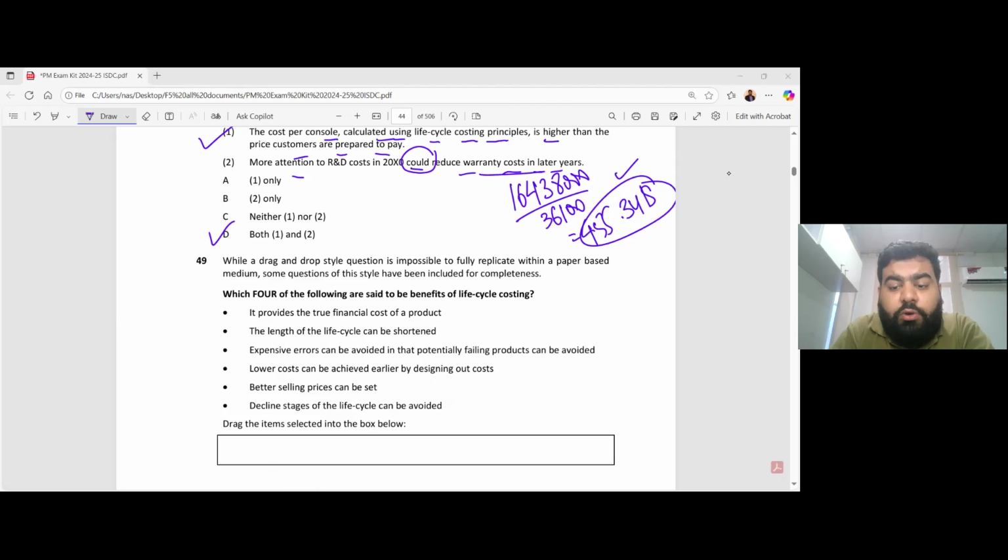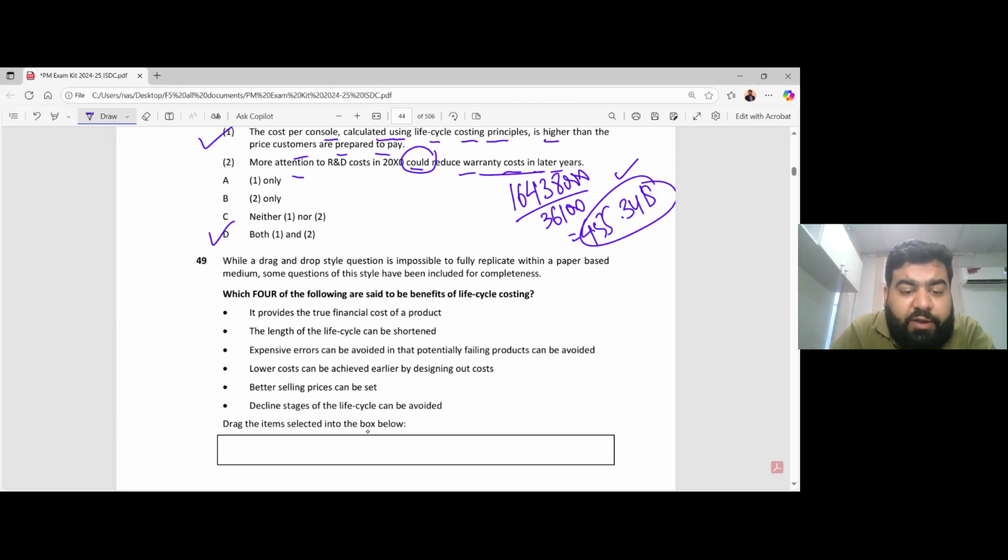Okay, then lower cost can be achieved earlier by designing out cost. Yes, basically at the start level, if you are focusing on designing cost, then obviously at that point you can lower down the cost. And after that, it's written better selling price can be set. Yes, if you know the proper average, you can set the better selling price. Yes. Decline stage of life cycle can be avoided. No, it's not a benefit.